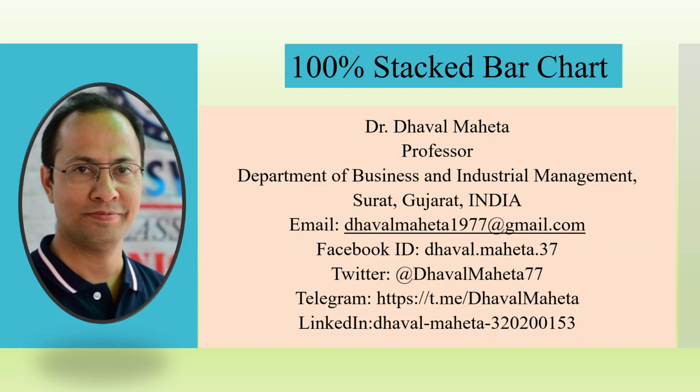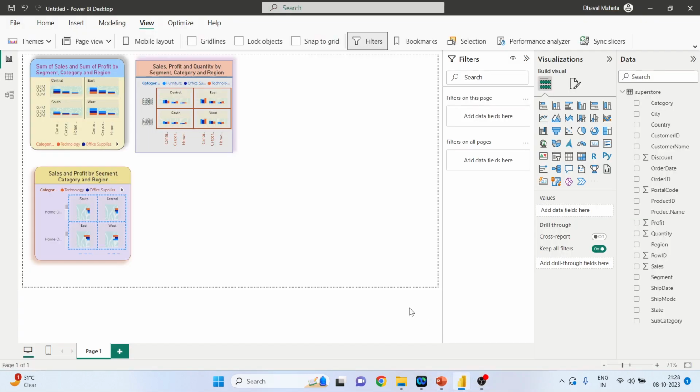This is Dr. Dhaval Maheta, and today we are going to discuss how to generate a 100% stacked bar chart in Power BI. So we will go in Power BI. Make sure that you click on the white portion of this canvas to create the new chart. Click on this 100% stacked bar chart.